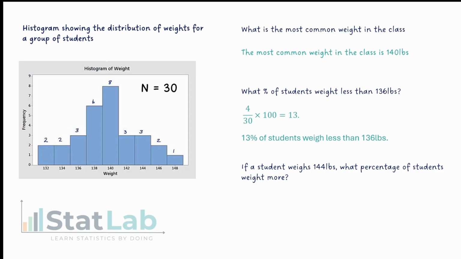The next question says, if a student weighs 144 pounds, what percentage of students weigh more? So in this case, we're going to look for 144. We can see it is right here. And if we look above 144, we can see that I have 2 students that weigh 146 and 1 student that weighs 148. So I have 3 students that weigh more than that student does. Now, again, we know our sample size is 30, so 3 divided by 30 times 100 is 10. So 10% of students will weigh more than the student that weighs 144 pounds.